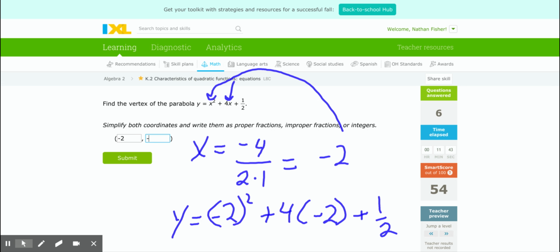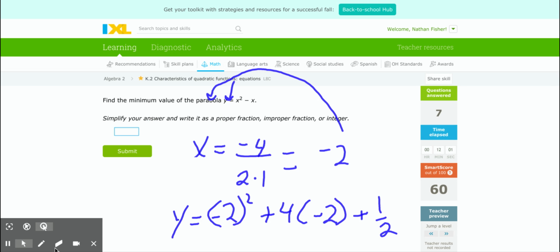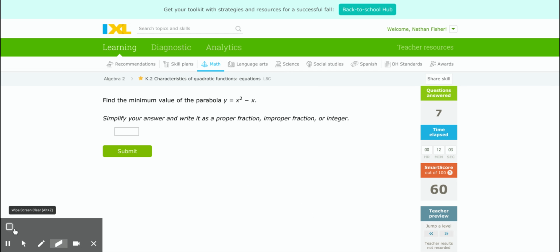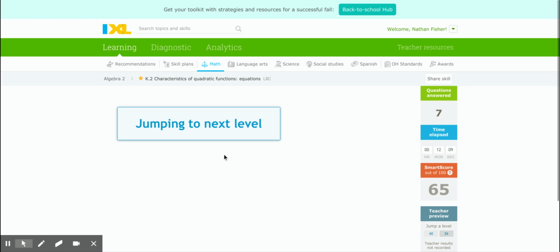The reason I change it to a fraction is because it says, simplify both coordinates, write them as proper fractions, improper fractions, or integers. So the negative 2, everything else we've been given so far is an integer, but this falls under the fraction portion. All right, we've already done a minimum. I think we're good here. Let me jump ahead just to be safe, and then maybe we'll take a look at K1.